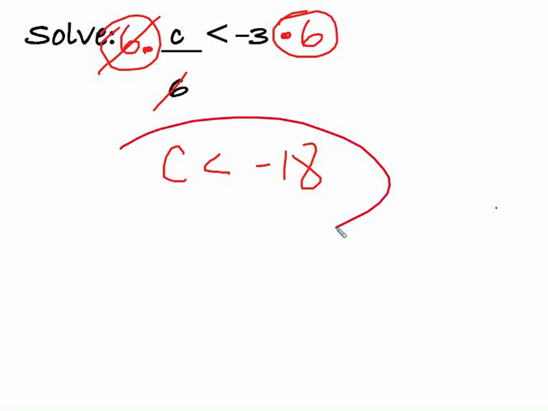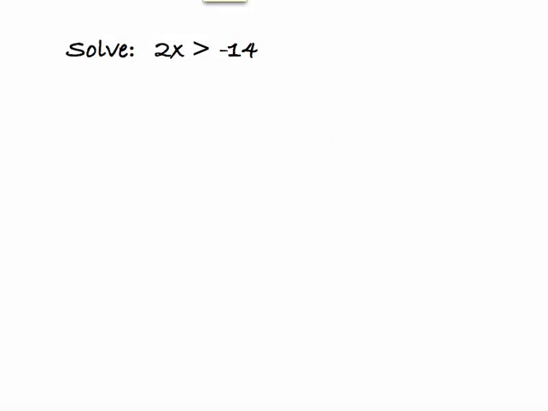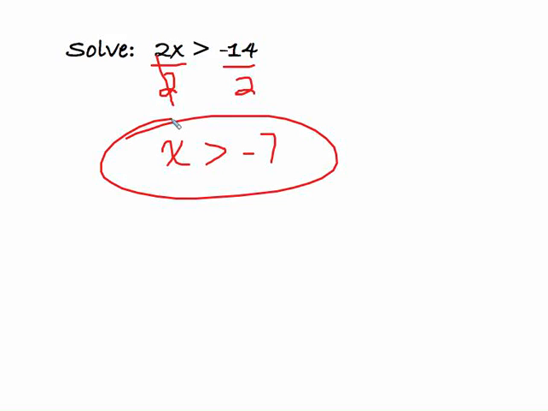Again, they don't ask us to graph, so I don't have to graph that one. All right, last example here. So think about it. Is this inequality going to need to flip? That's right, you're not going to need to flip because I'm dividing by a positive on each side, dividing by +2. It's going to give me x is greater than -7, final answer, and I am done.